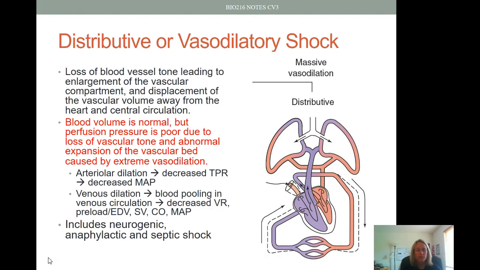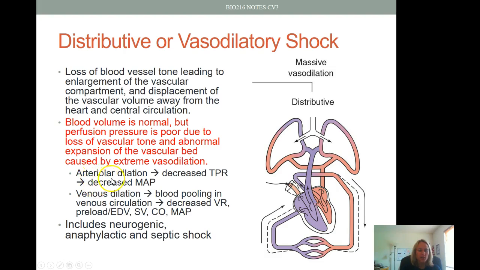Okay, finally, distributive or vasodilatory shock. This is where we have a loss of blood vessel tone that leads to an enlargement of the vascular compartment. And this is going to cause displacement of the vascular volume away from the heart and great circulation, and, if you will, a pooling of blood in the vasculature. So here our blood volume is normal, but our perfusion pressure is poor due to this loss of vascular tone and abnormal expansion of the vascular bed. And this is caused by extreme widespread vasodilation.